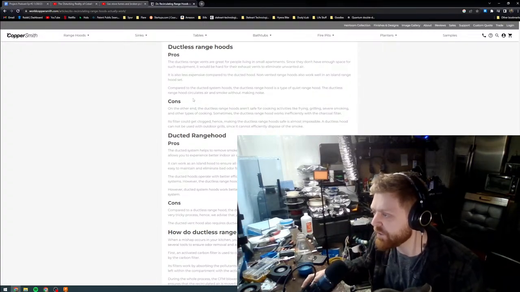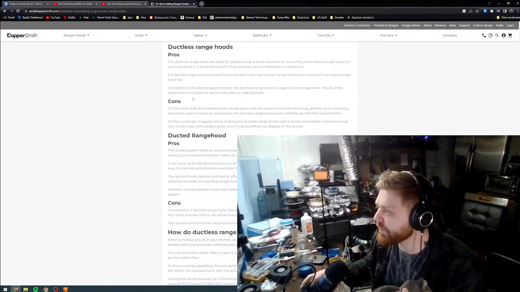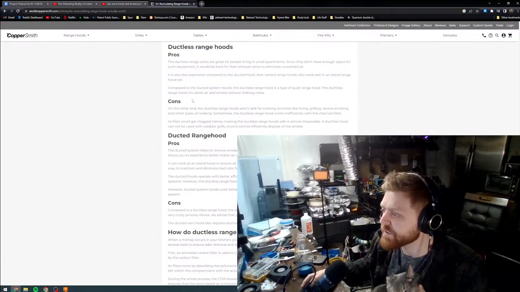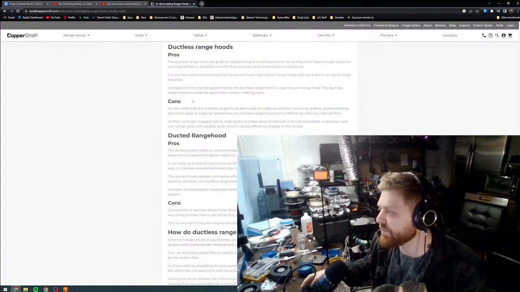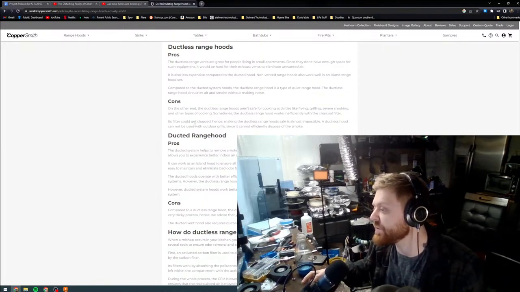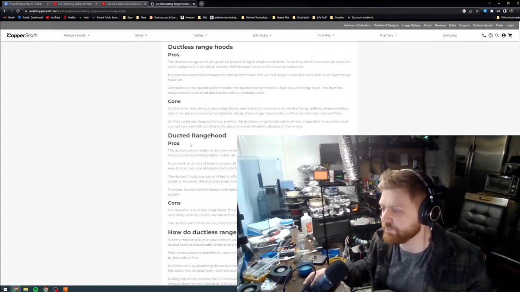Cons. On the other end, the ductless range hoods aren't safe for cooking activities like frying, grilling, severe smoking, and other types of cooking. Sometimes the ductless range hood works inefficiently with the charcoal filter. Its filter could get clogged, hence making the ductless range hood safe is almost impossible. A ductless range hood cannot be used with outdoor grills since it cannot efficiently dispose of the smoke.